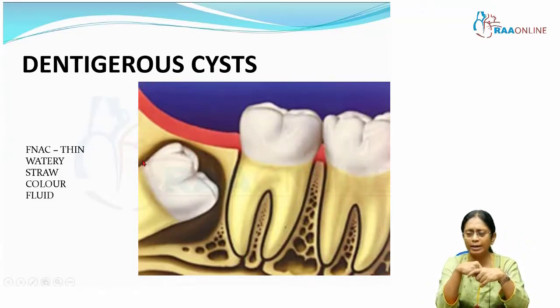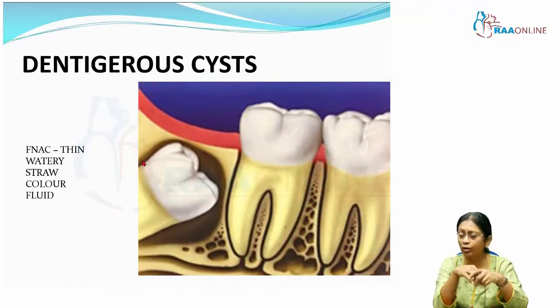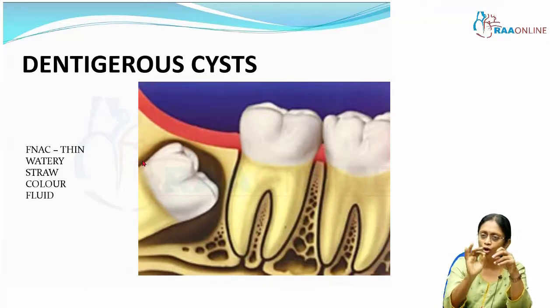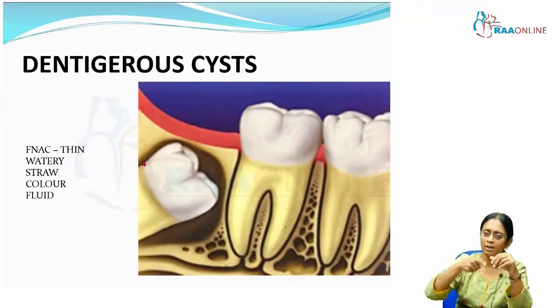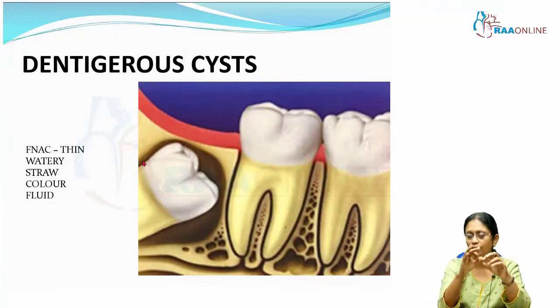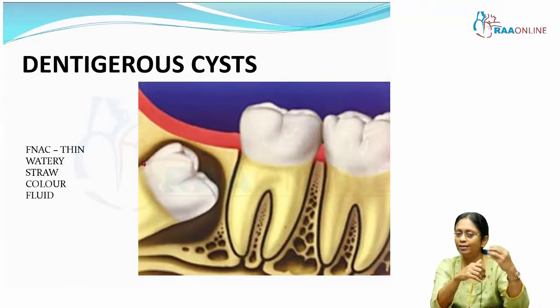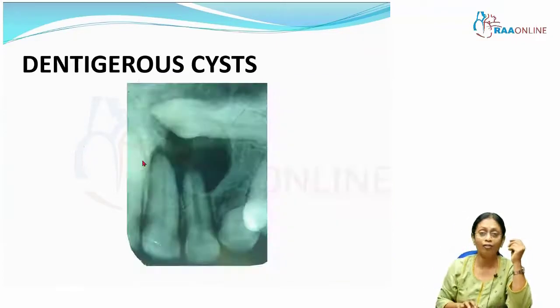Then I think, what is my next line of approach to this patient? I go about doing a fine needle aspiration cytology, wherein I palpate the bony tissue over the impacted tooth. I look for bone crackling if it is present. I look for the weakest point of the bone, and then I insert a wide bore green needle into the bone and try to aspirate the contents. When I aspirate, I find thin straw-colored fluid. Bingo, I have my dentigerous cyst.